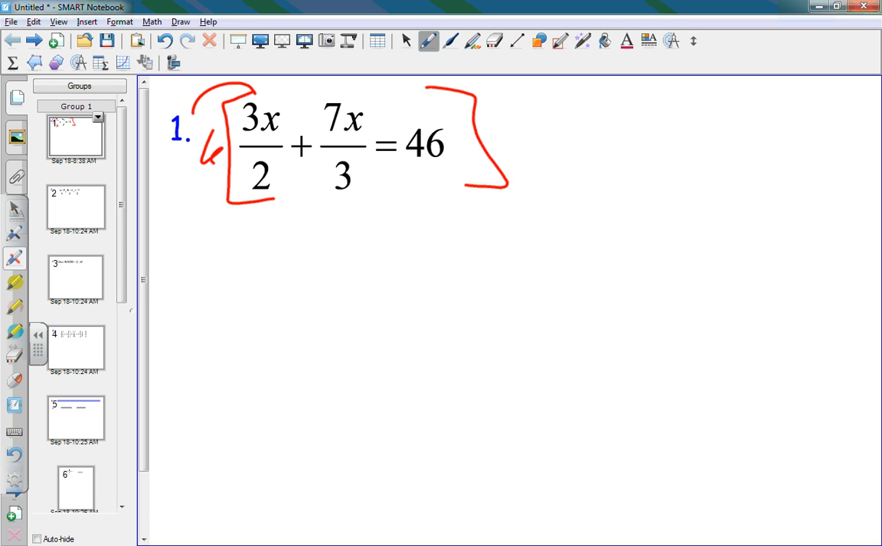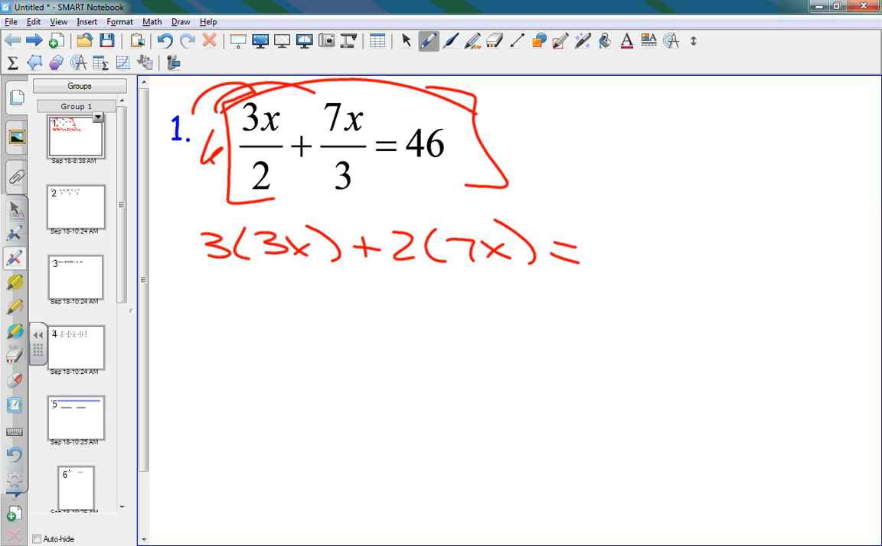So if I multiply, which means divide, because there's a 3 and a 2 in each one of those 6's, do we understand that? So 6 divided by 2 is 3. Drop down the numerator in parentheses, please. 6 divided by 3 is 2. Drop down the 7x. It is equal to 6 times 46, because there's no denominator. 6 times 6 is 36. Carry the 3. 4 times 6 is 24, plus 3 is 27. Do we see that? Yeah.